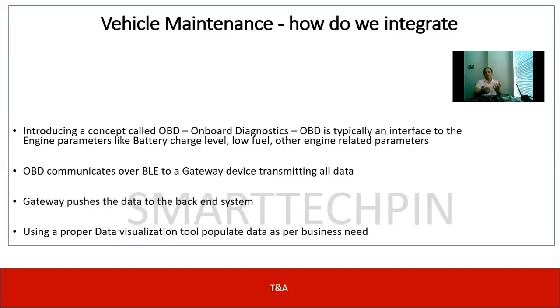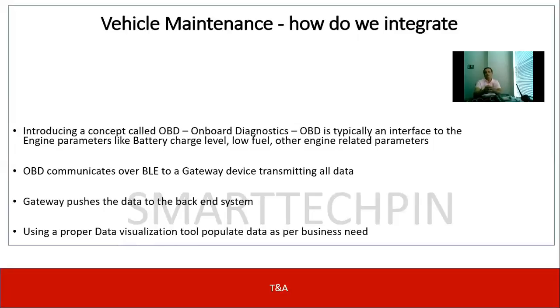and then the OBD can communicate to a small gateway that we can keep inside the car, or it can be your phone as well. We can keep an app there, and then the phone can connect to the OBD and retrieve the data and send the data back to the backend system. So that is one option.